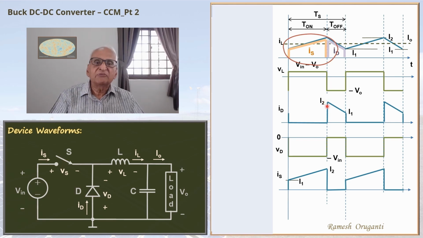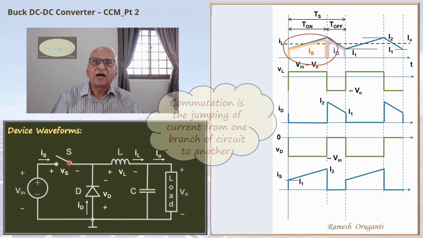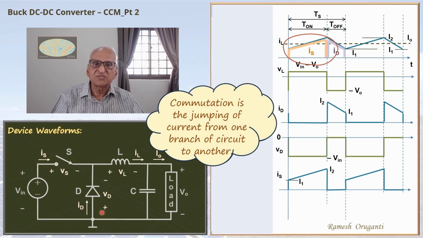So this jumping of the current from one branch of the circuit to another branch of the circuit, in this case from the switch to the diode, is called commutation, which is a common phenomenon in many places, including in DC motors. Here, the current jumps from the switch to the diode, and at the end of the T-off interval, the current I1 jumps from the diode to the switch. Again, that is an example of current commutation.